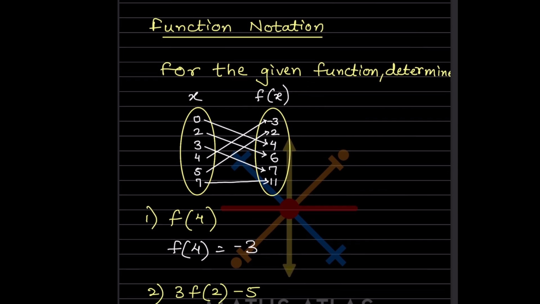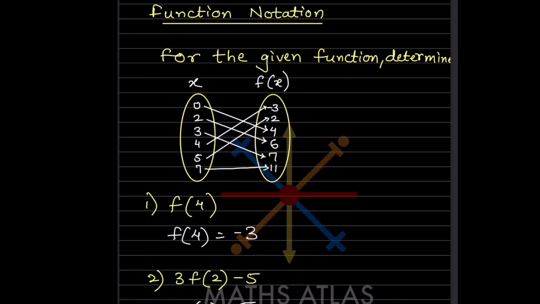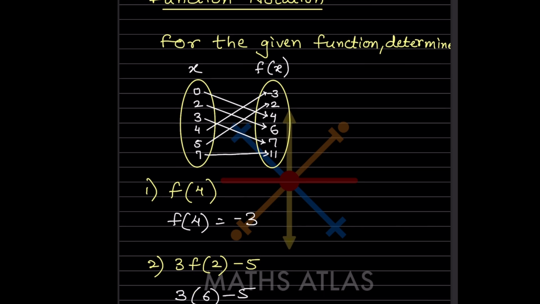Now let us see the function notation. For the given function, it is asked to determine f of 4. F of 4 means where are you going to look? This 4 you are going to look at. Sorry, they ask f of 4, see this is x, where we write f of x, right? So we are going to look at the x place. So where is 4 here?